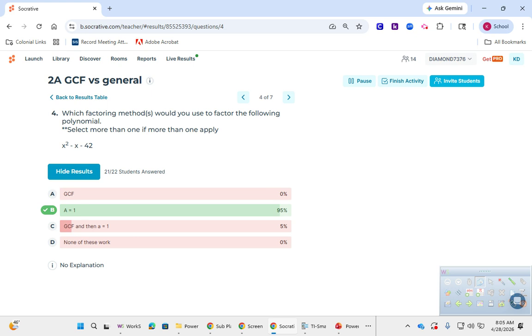This one's A equals 1 because it's 3 terms. First term has a 1. There's no GCF here. GCF would mean they'd have to have something you can divide out of them. And the only thing they have in common, 1 and 42, is a 1, and that's not a GCF. So there's no GCF to be able to divide out here.